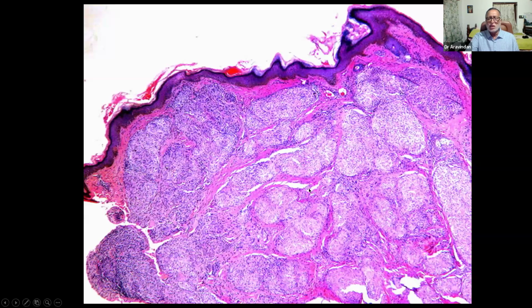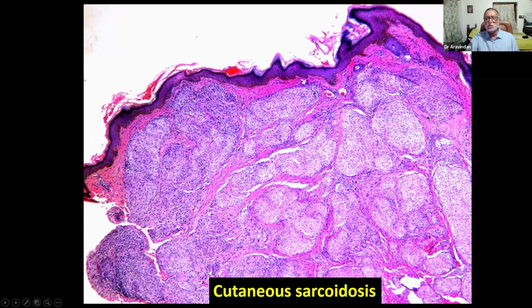This is another granulomatous lesion, multiple granulomas, but again with a normal epidermis. Look at this, the epidermis is normal. Multiple granulomas, and you can frequently find some giant cells. Some of them may contain calcific bodies, and this is cutaneous sarcoidosis. So sarcoid and Hansen are two conditions where you find a normal epidermis and large epithelioid granulomas.